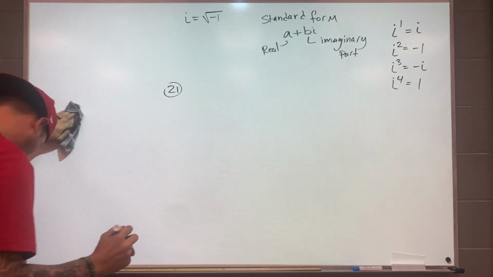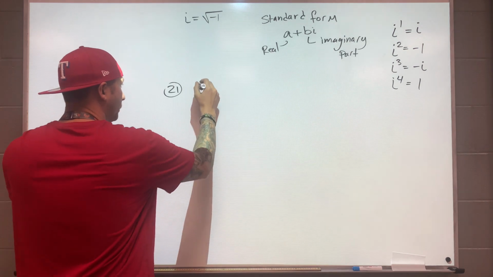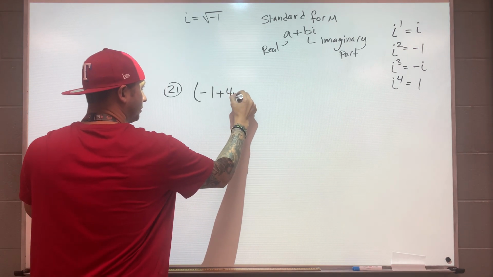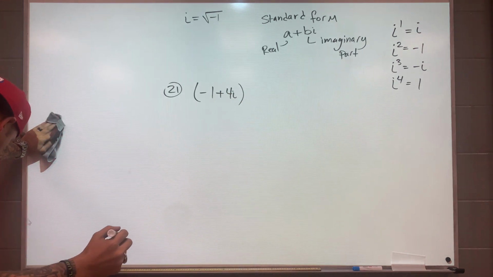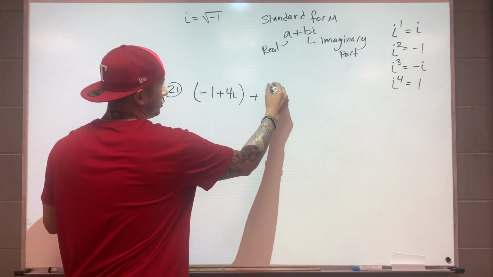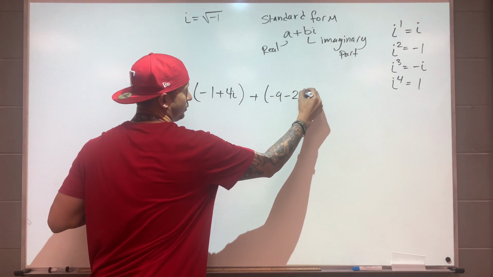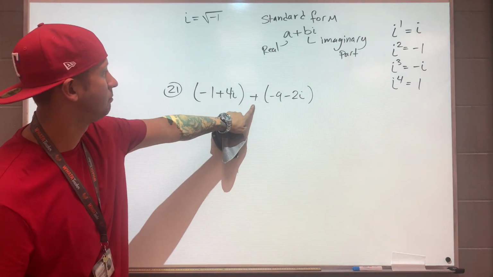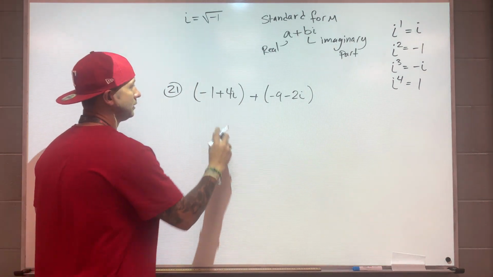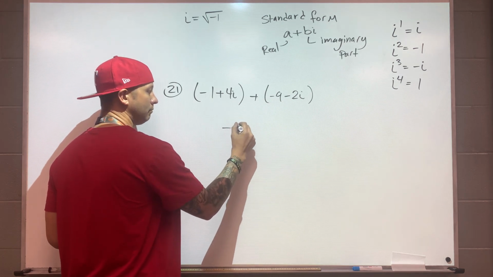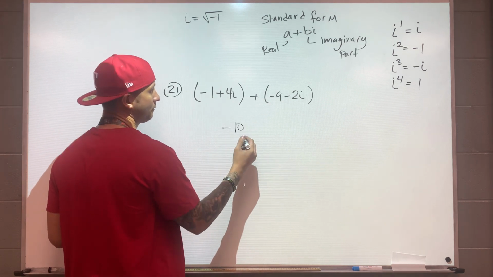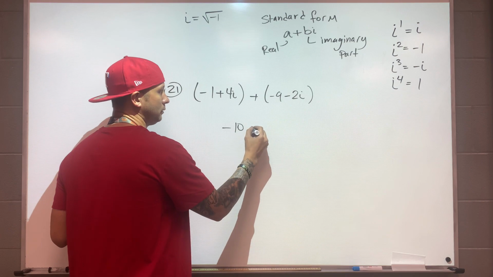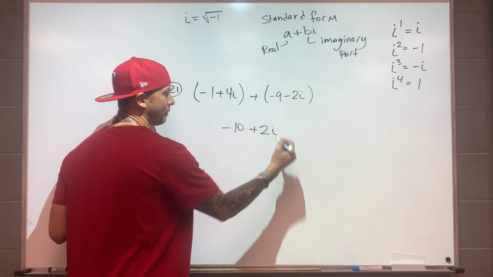All right, 21, negative 1 and 4, plus negative 9, negative 2. Okay, again, adding, I'm just combining like terms. So this is going to be negative 10, right? Negative 1 minus 9 is negative 10. 4 minus 2, 2i.